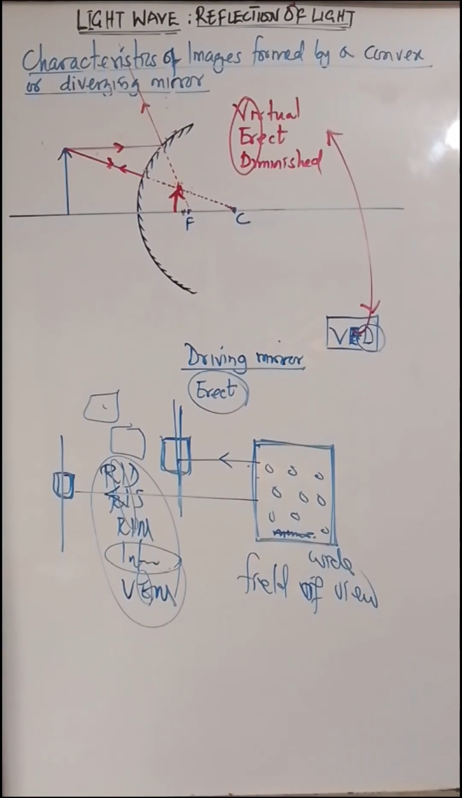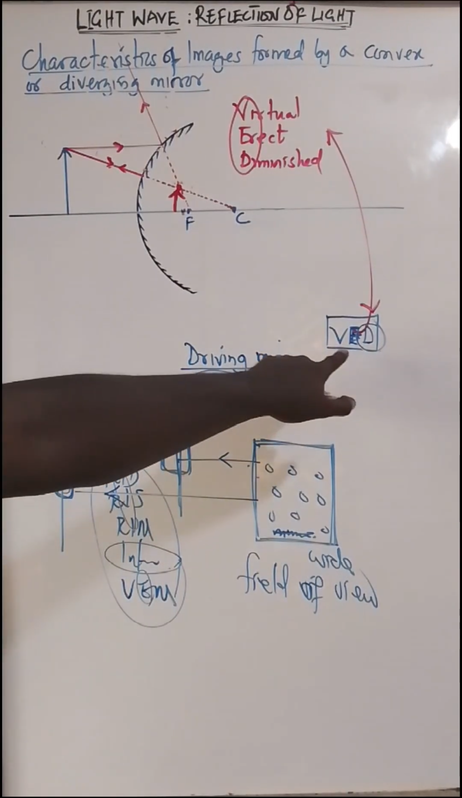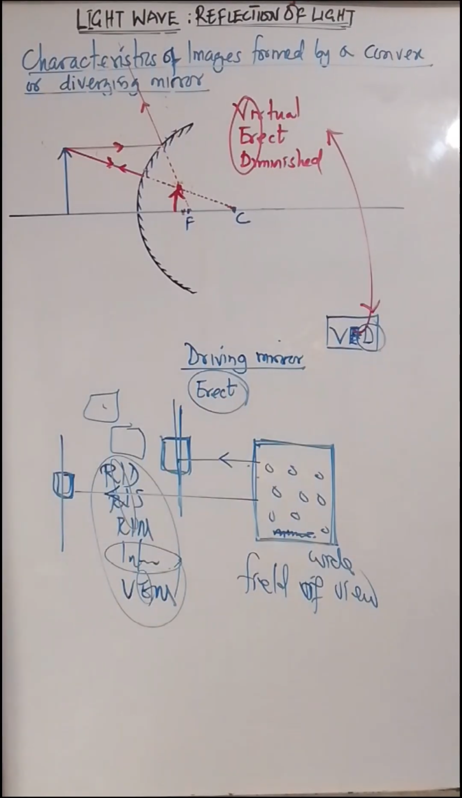So on the applications, very briefly, concave mirrors are used as shaving mirrors because they give us erect and magnified images. For convex mirrors, they always give erect images, but they will not magnify, they will diminish the image. So they are not good as shaving mirrors. The best for shaving is the concave mirror.